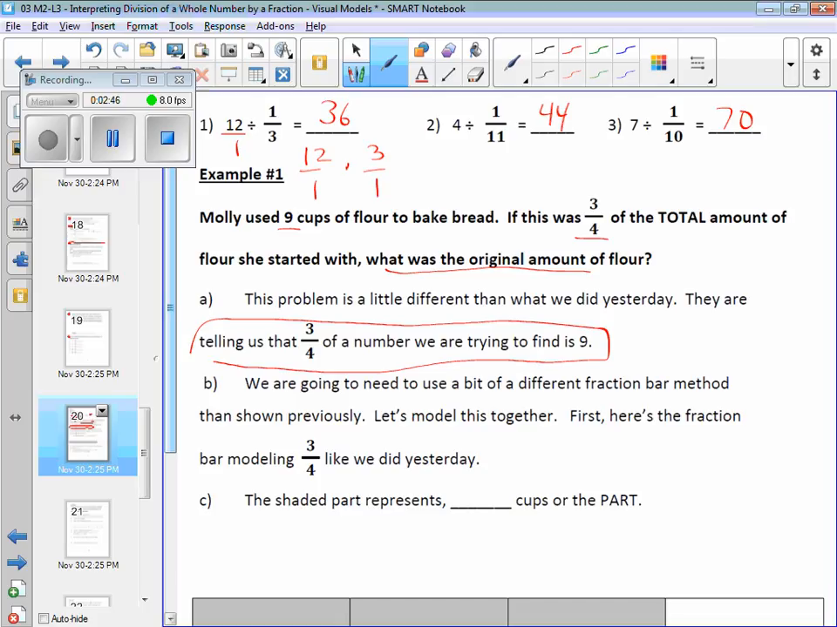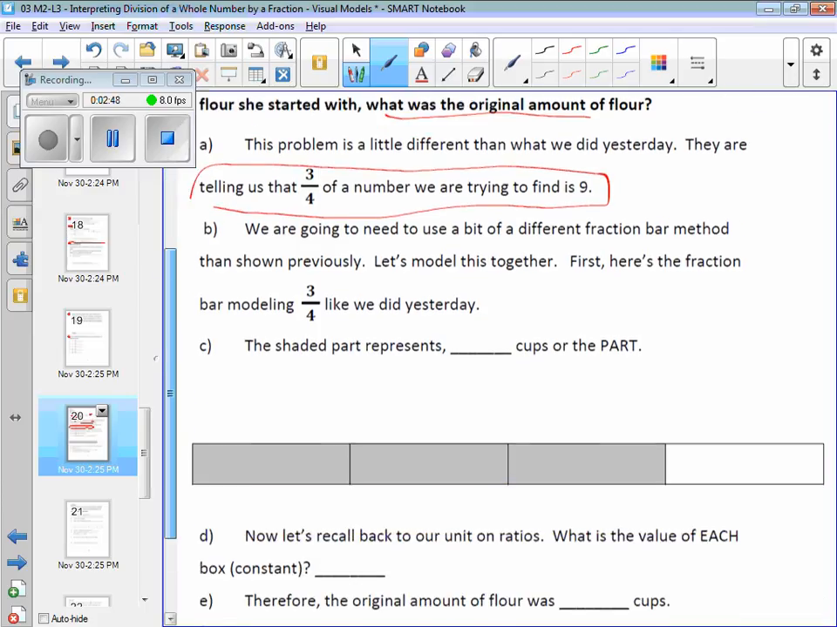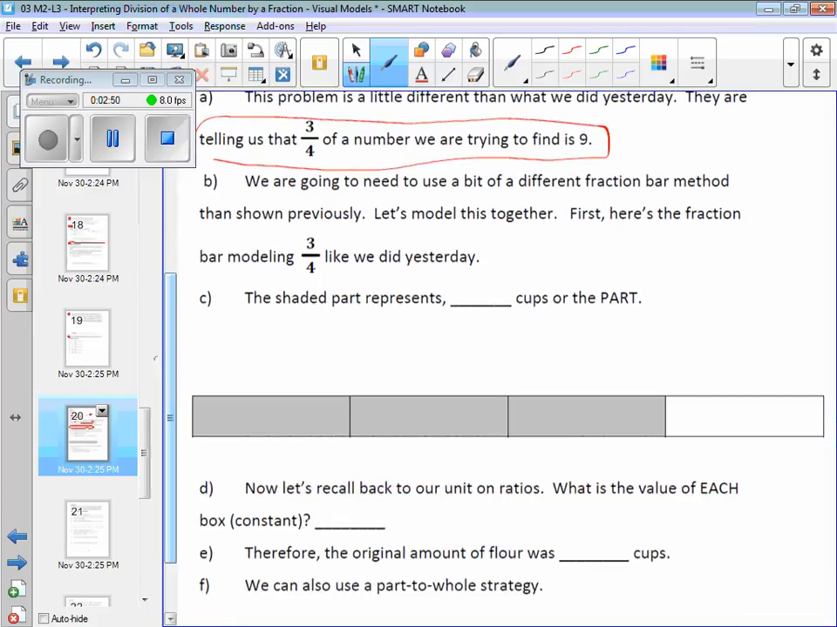We can use a fraction bar. I'm going to model 3/4. I'm shading 3 out of 4. It's already been done for you, right? Here comes the question. Make a little bracket here. It's a pretty darn good looking bracket, don't you think? Those 3 shaded portions represent how many cups, according to the word problem?